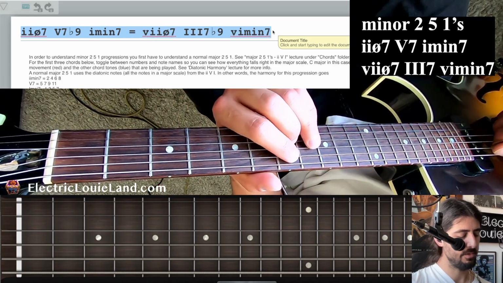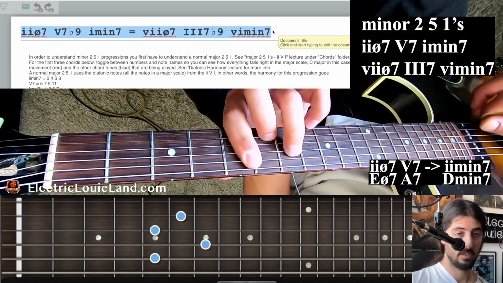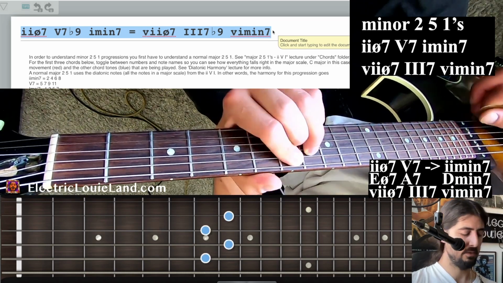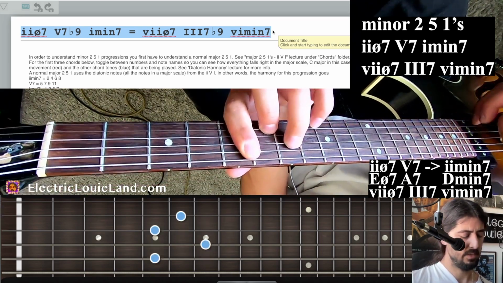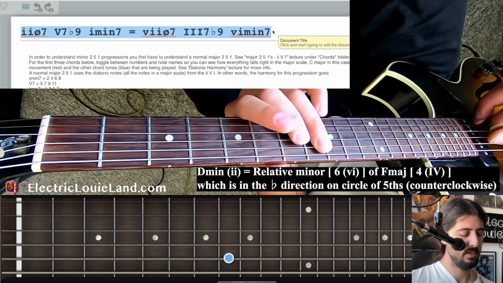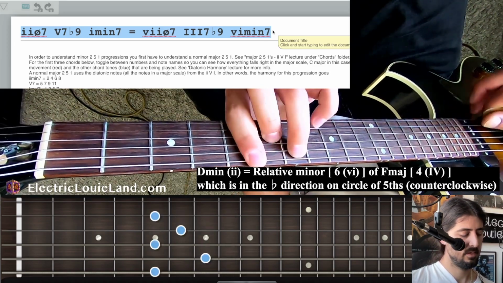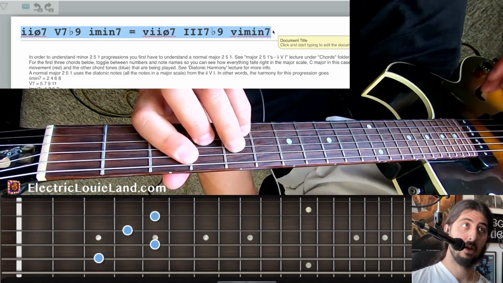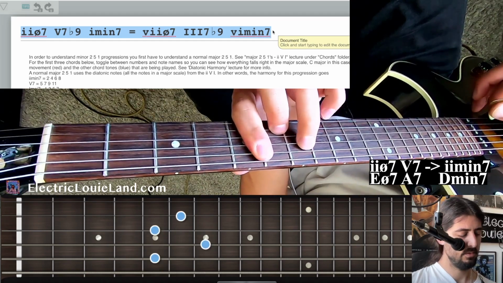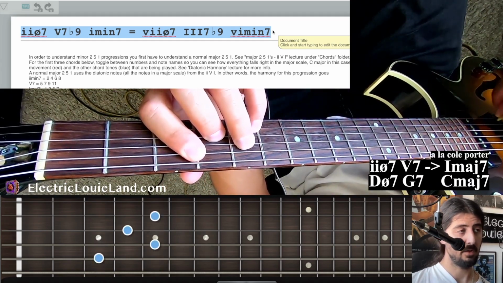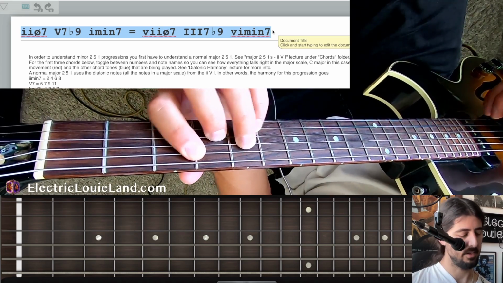I could 2-5 to the 2. Right? D minor's diatonic to the key. But if I 2-5 to the 2, it's as if I'm in F. Right? Well, F's a 4th away from C. See how that? I 2-5 to the 2, minor 2-5 to the 1. Now what's another minor? Well, we already did the 6 because that's diatonic.